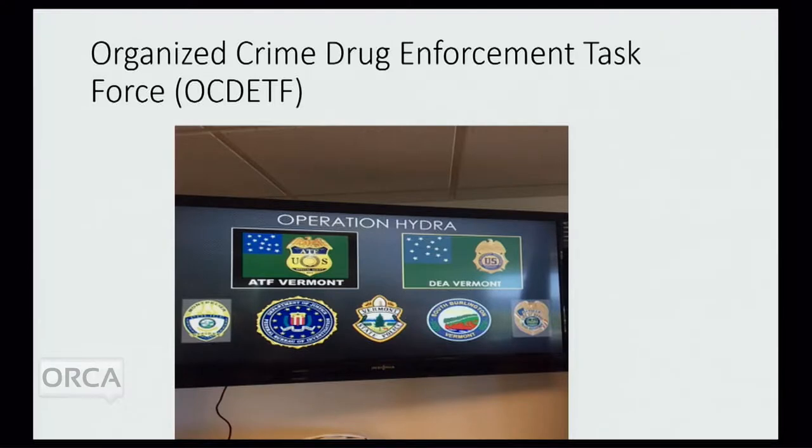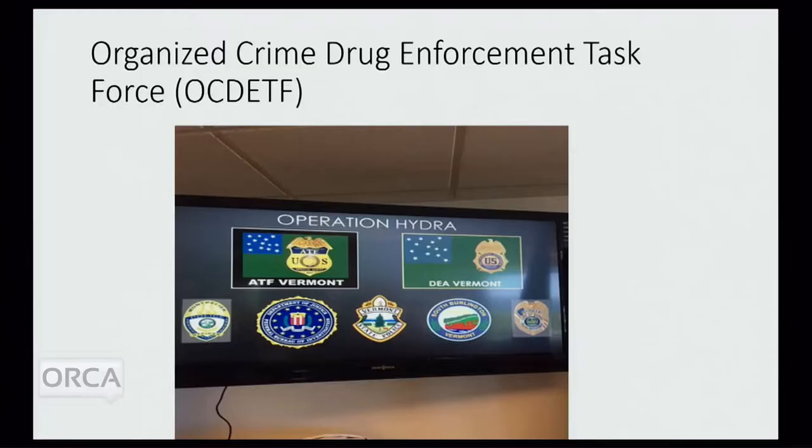Several years ago, this Organized Crime Drug Enforcement Task Force concept was pitched by ATF, at a meeting actually at Montpelier Police Department, when it was pitched to Department of Justice officials. What an Organized Crime Drug Enforcement Task Force does, it's through the U.S. Attorney's Office, ultimately from the Attorney General. It's special funding sources for dedicated, complex, violent crime and drug trafficking.